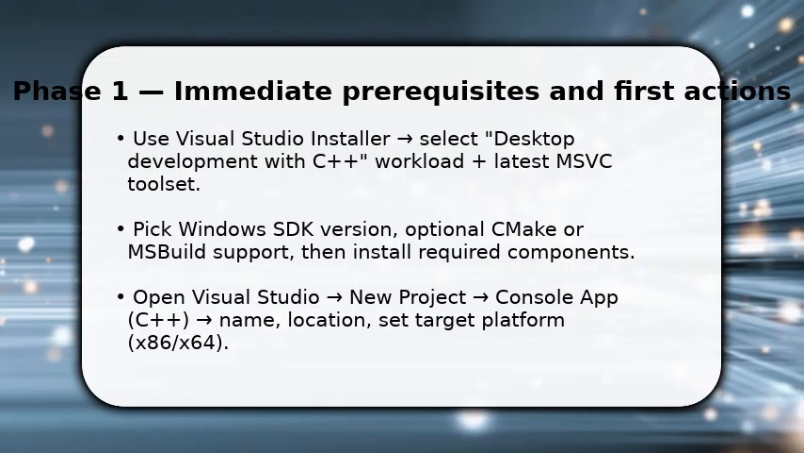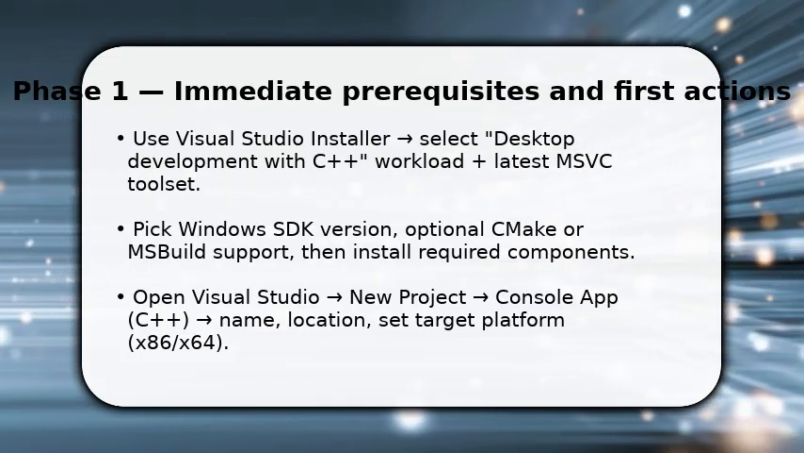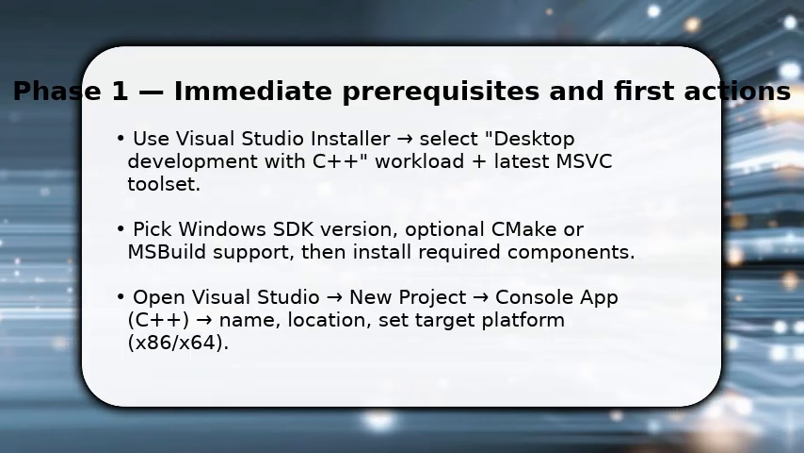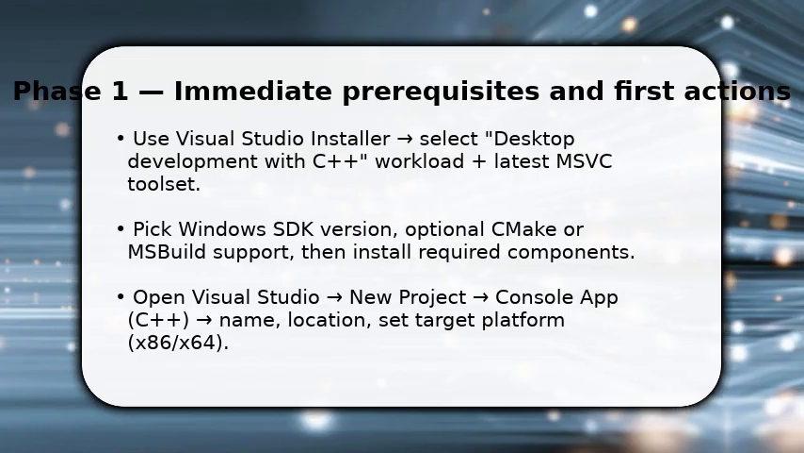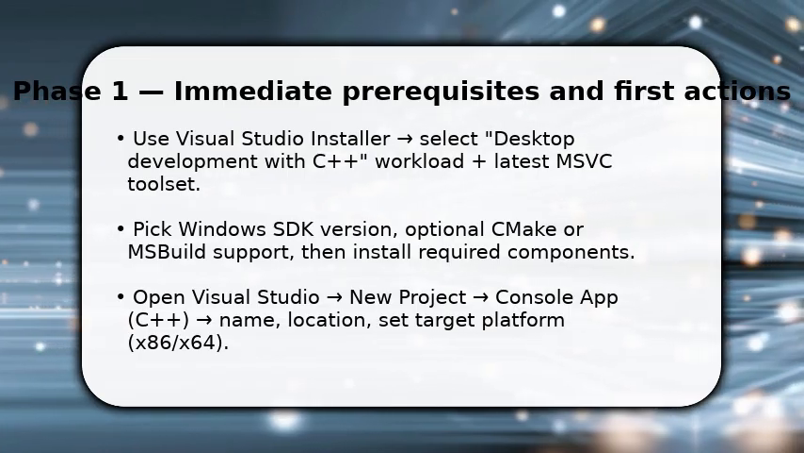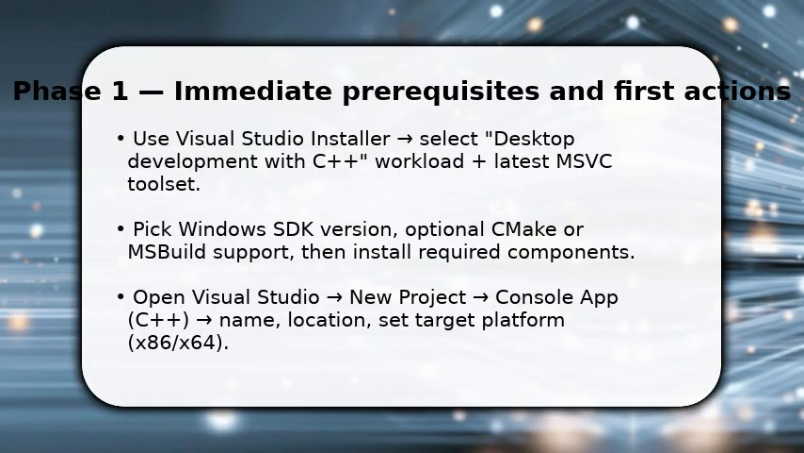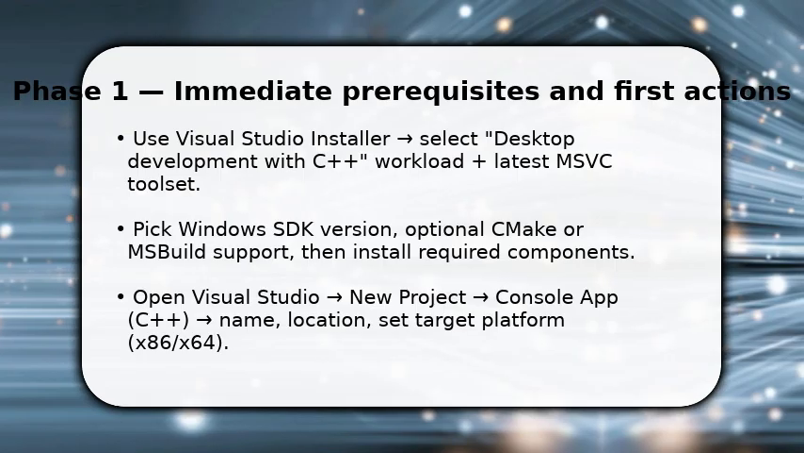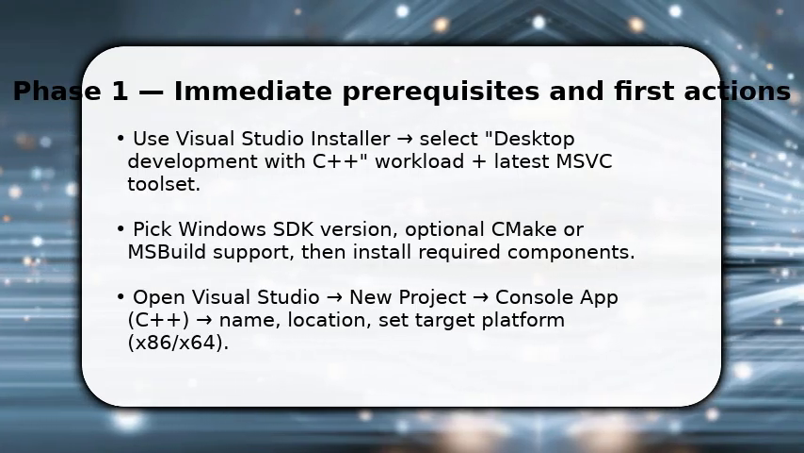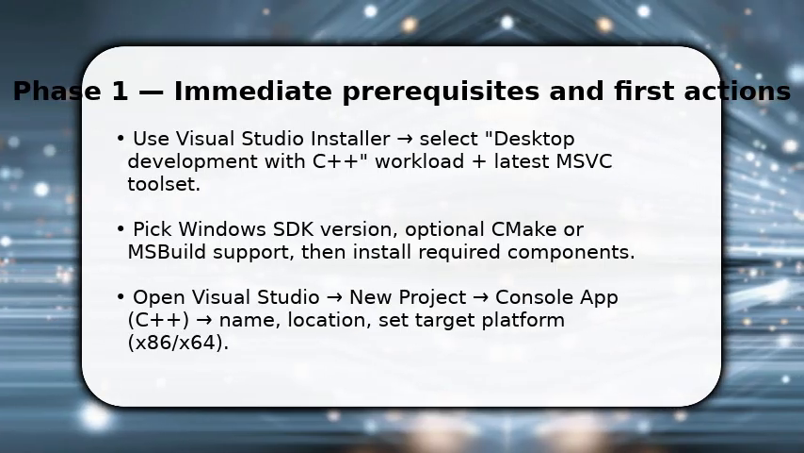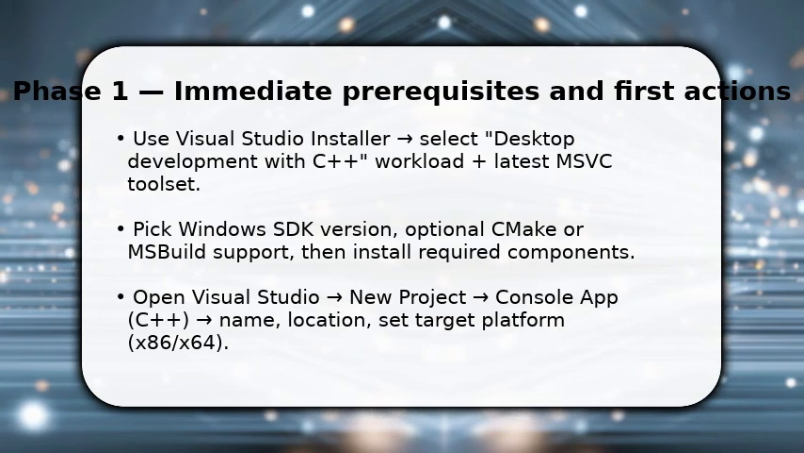You begin by installing the MSVC toolset. Open Visual Studio Installer and choose Desktop Development with C++. Once done, make sure the Windows SDK and the latest MSVC toolset are selected because the compiler and headers come from them. Create a new console app, C++, name the project, and set target platform to x86 or x64 depending on your needs. This immediately gives you a working main.cpp and proper project files, so you can compile a first test build.